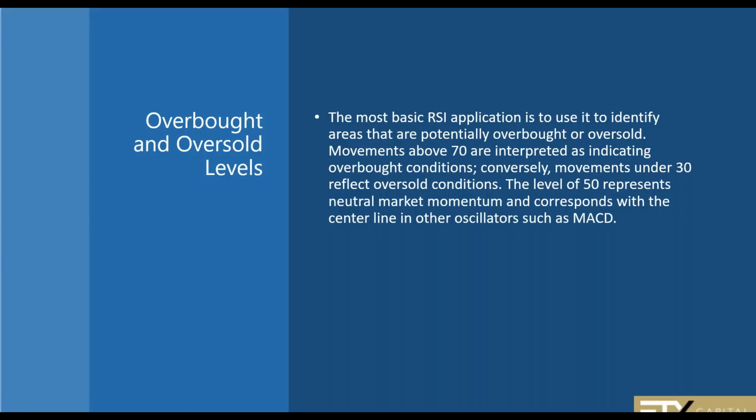interpretations. The most basic RSI application is to use it to identify areas that are potentially overbought or oversold. Movements above 70 are interpreted as indicating overbought conditions. Conversely, movements under 30 reflect oversold conditions. The level of 50 represents neutral market momentum and corresponds with the center line in other oscillators, just like MACD. So remember that 50 line is as important to you as the 30 and the 70.